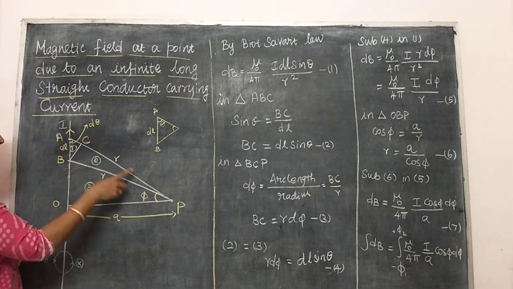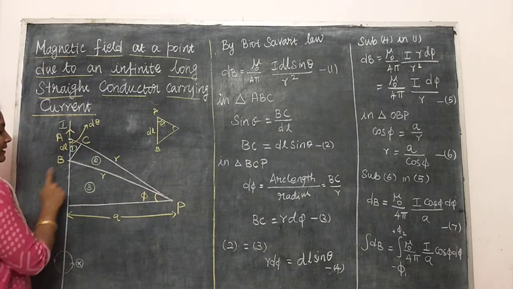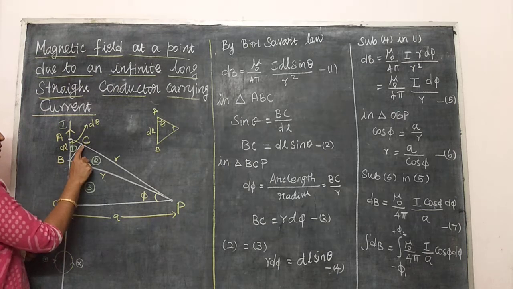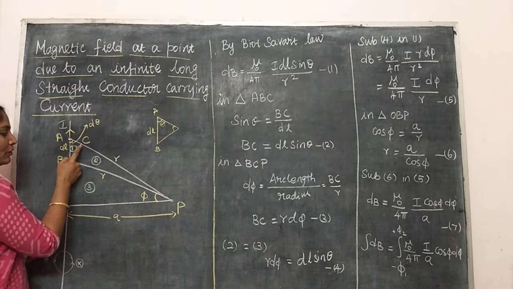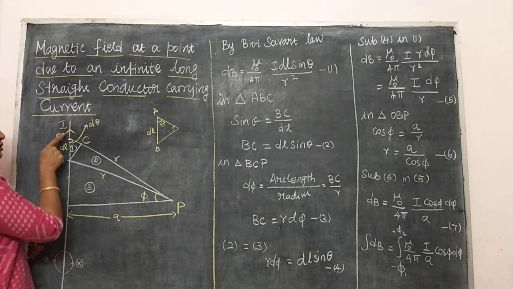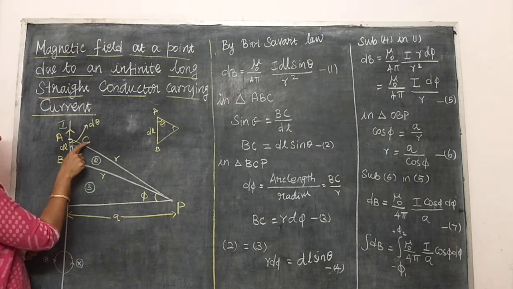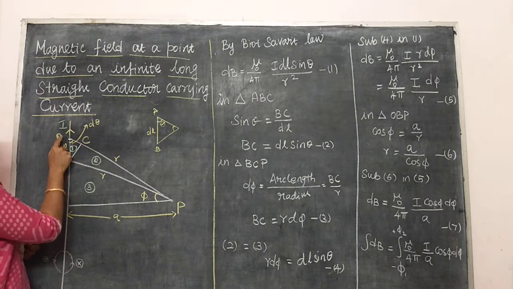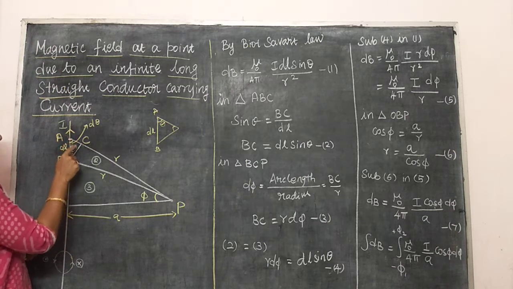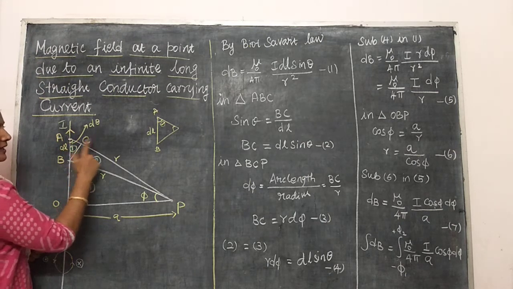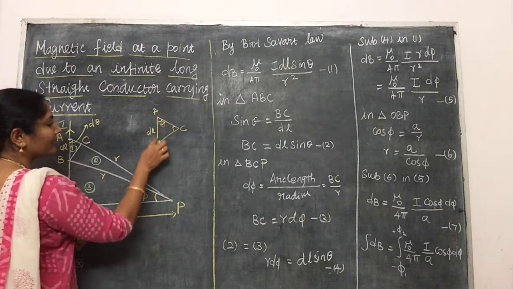Okay, so in the diagram, from B we are going to draw a perpendicular line to the line AP, so that it will touch that line at a point C. So ABC is a small triangle, which is formed due to this line. So see here, ABC is a small triangle.